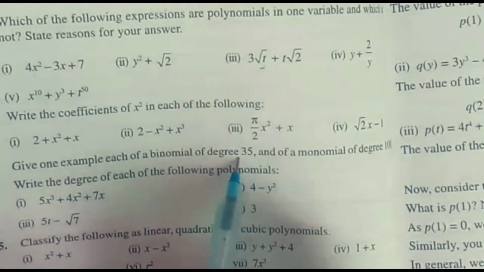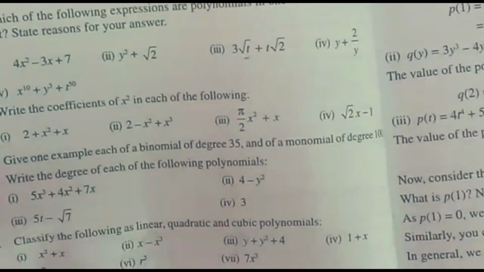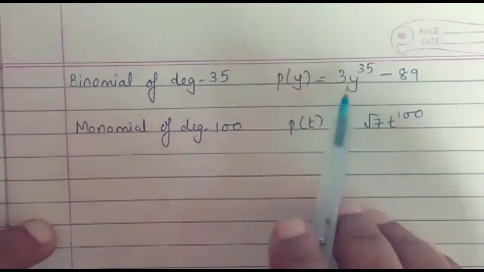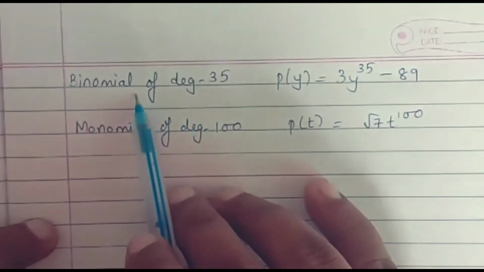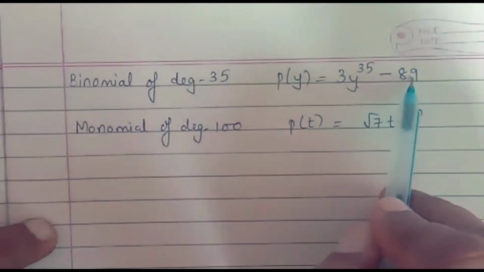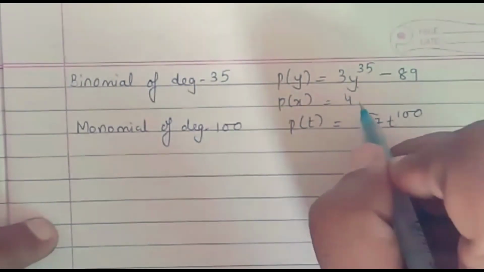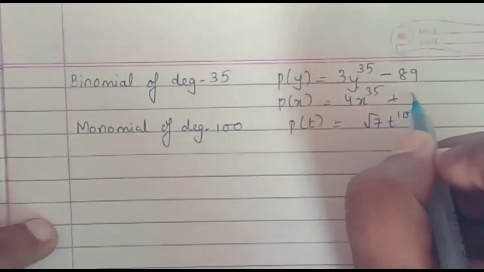Now give an example of each: a binomial of degree 35, where binomial means having two terms and the degree should be 35, and a monomial with degree 100. So let us solve. Now there can be infinite answers. As I have written here, a binomial of degree 35 is p of y, which is 3y raised to 35 minus 89. You can also write p of x is equal to 4x raised to 35 plus 9.